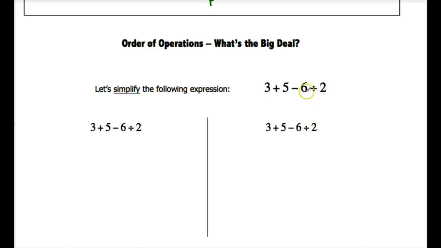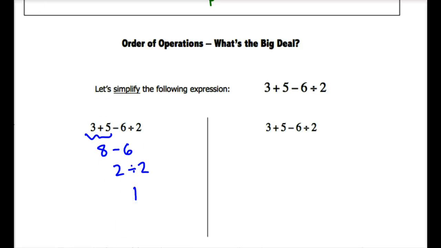Okay, so let's say I'm Billy Bob, and I'm over here working this problem on the left side. Okay, and Billy Bob just decides he's going to go left to right. So he does 3 plus 5 first, and 3 plus 5 he knows is 8. Then the next thing he does is take 8 and subtract 6, and he knows that's 2. And then finally, divide by 2. 2 divided by 2 is 1. Okay, so Billy Bob says the answer is 1.